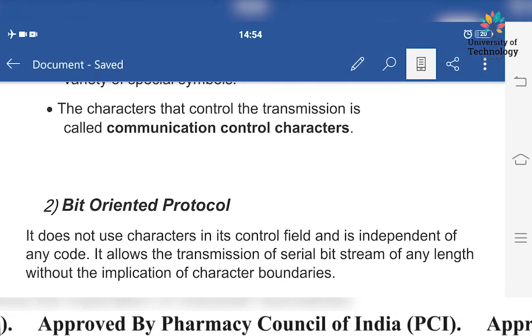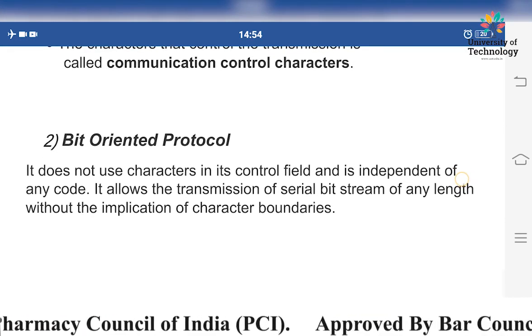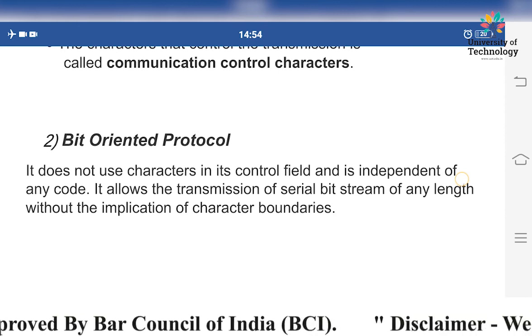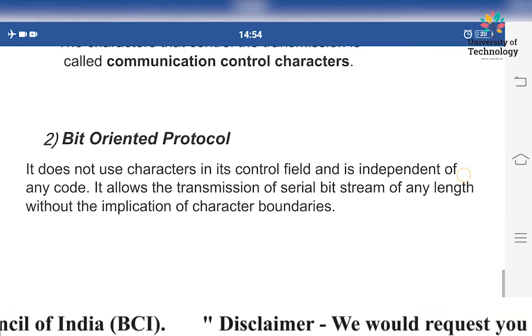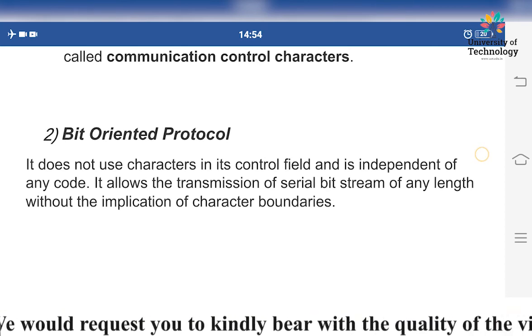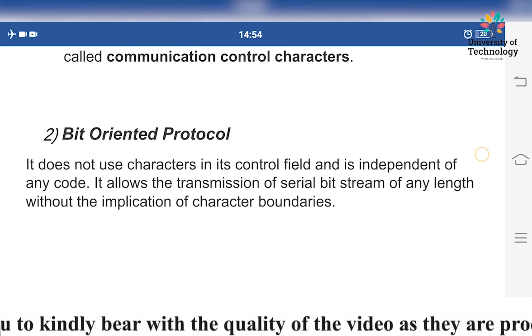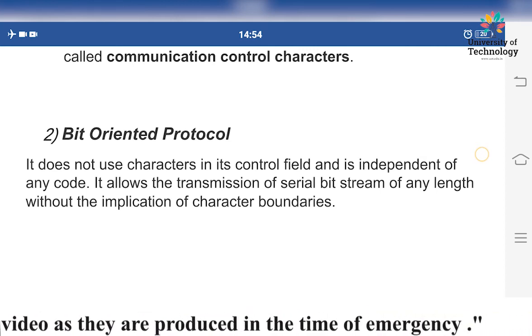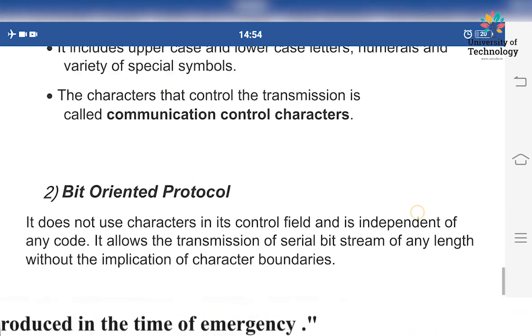And what is going to be the length? Is there any restriction of size, that only this much amount of data can be transmitted? No, there are no boundaries of length. It could be of any length and without any boundaries of character. So I think this is clear to you all.